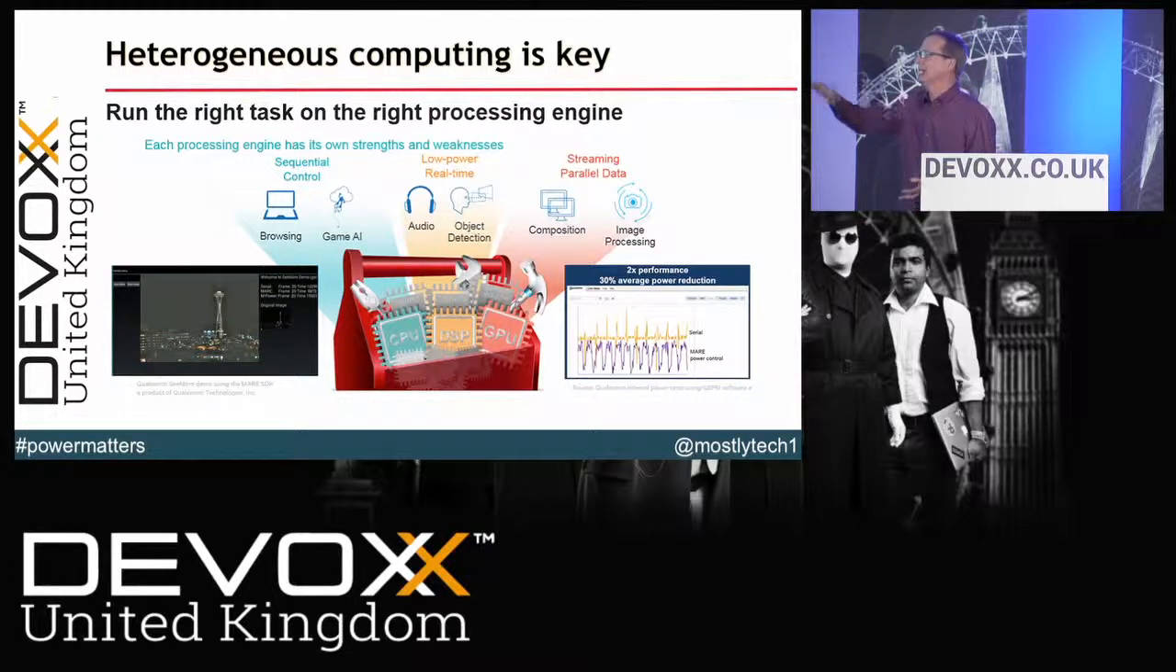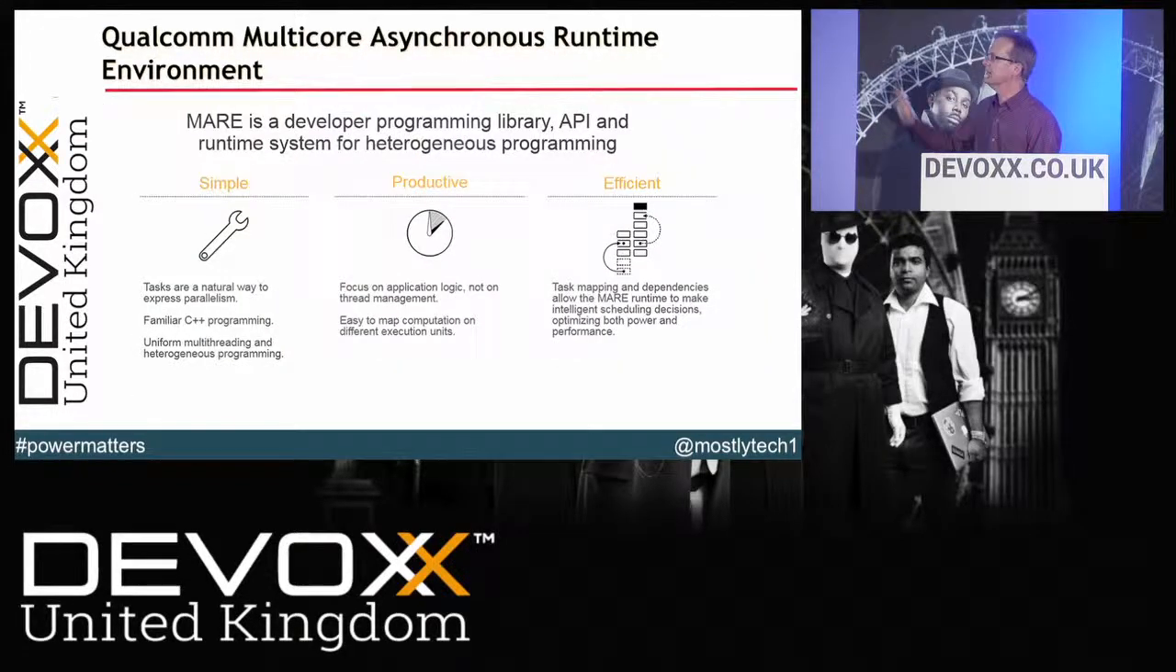Things like browsing and game AI are best on the CPU. Things like audio and object detection run really well on the DSP. You're going to save power. In fact, you save about 30% more power. And then, of course, there are a lot of different tasks that run best on the GPU. This is one example of a developer programming library that will help you do this. Of course, there are many other examples out there.